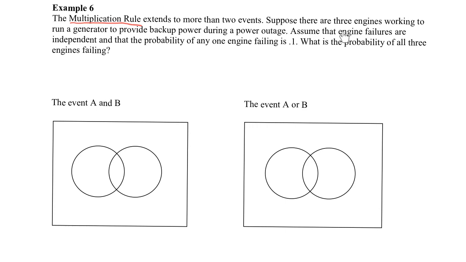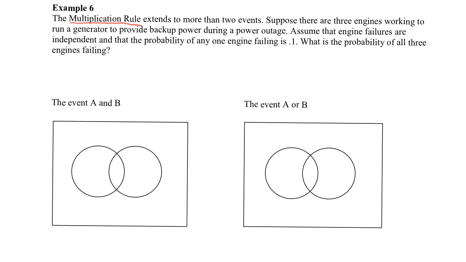So suppose there are 3 engines working to run a generator to provide backup power during a power outage. Assume that engine failures are independent. In other words, these engines have their own fuel sources, so they're completely independent of one another. And the probability of any one engine failing is 0.1, or 1 out of 10, right? Or 10%. So what is the probability of all 3 engines failing?